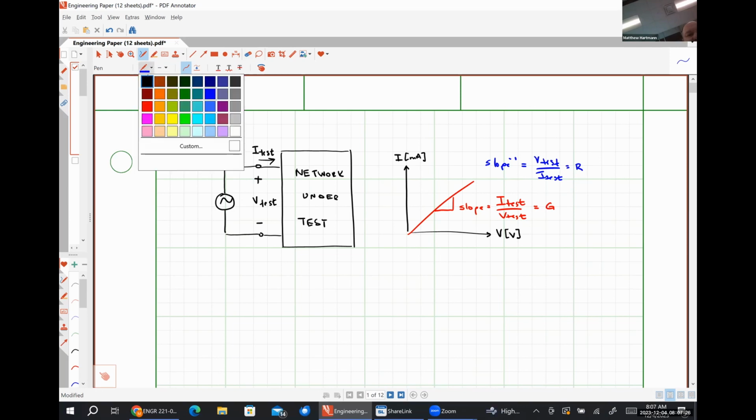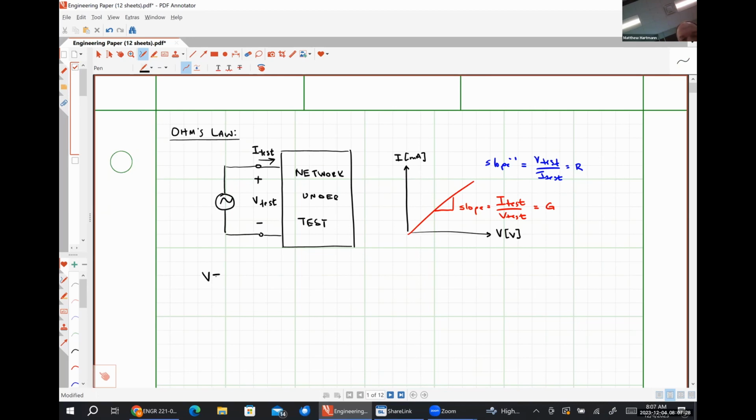So Ohm's law effectively says that the voltage drop across a network under test is equal to the current flowing through the network under test times the resistance of the network under test. Or we could express it as the current flowing through the network is equal to the voltage times the conductance. Both of those are technically Ohm's law. 99.9% of the time, we're going to use this representation.